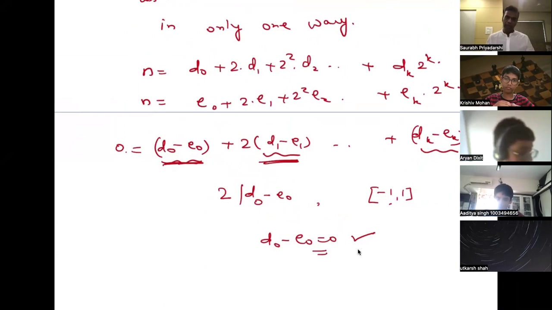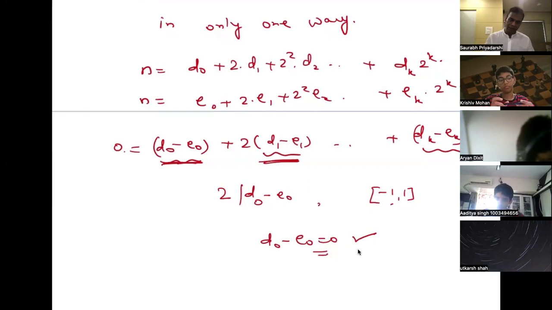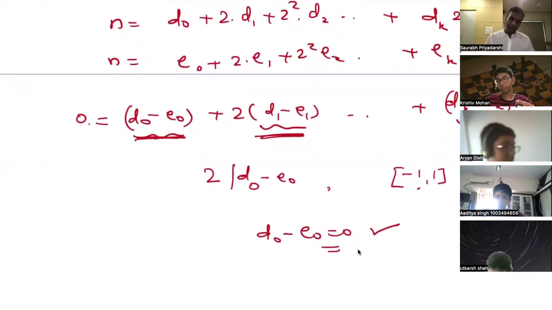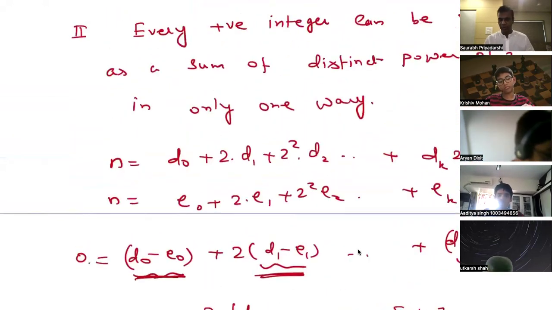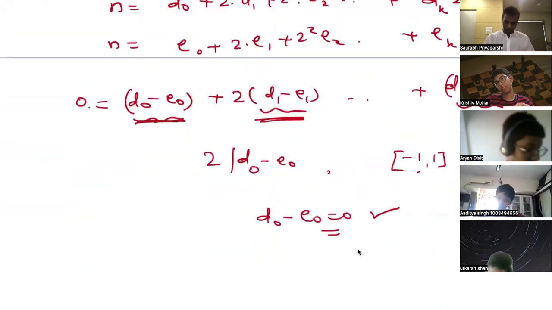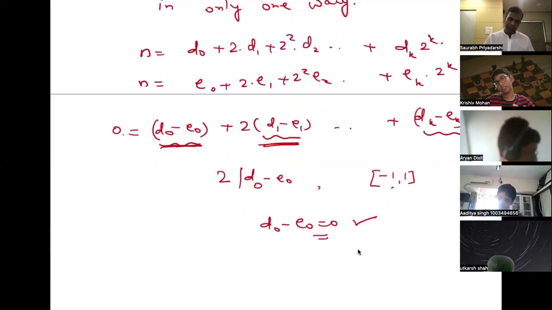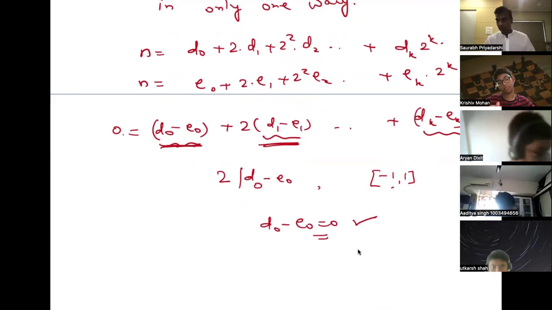So any integer I can write in only one way, right? Then this is known as the binary system. When we are saying that we have to represent as a divisible by 2, 4, right? This you have to understand. It's not only for binary.